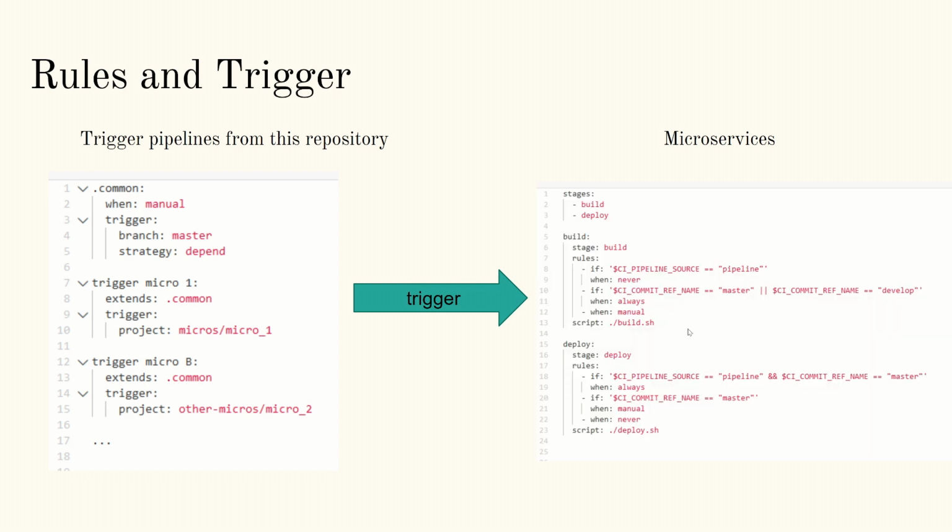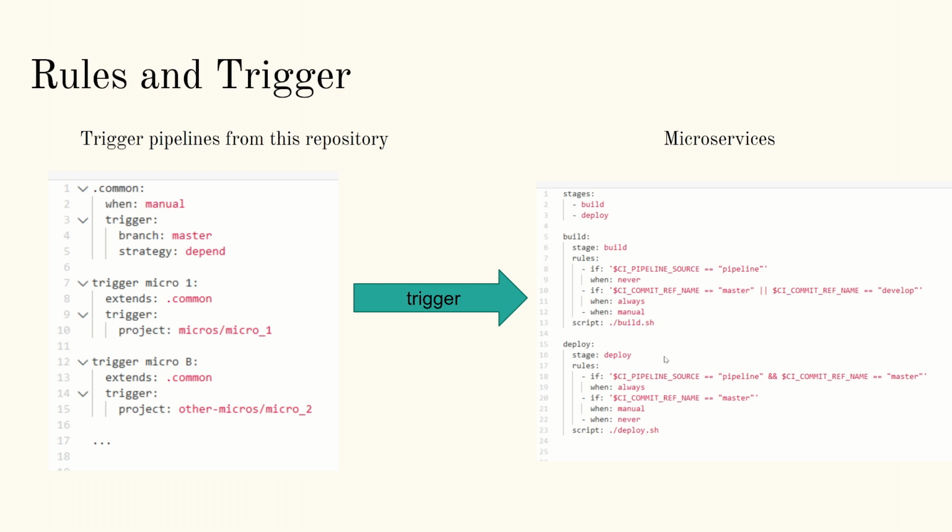In our microservices, we can add rules section. In build job, if pipeline is created by triggering it, the first if, in the rules section, will evaluate to true. And because we set when to never, the job won't be spawned. Additionally, we want to build the image automatically on master or developer branch. The second rule. Otherwise, the job should be manual, the last rule.